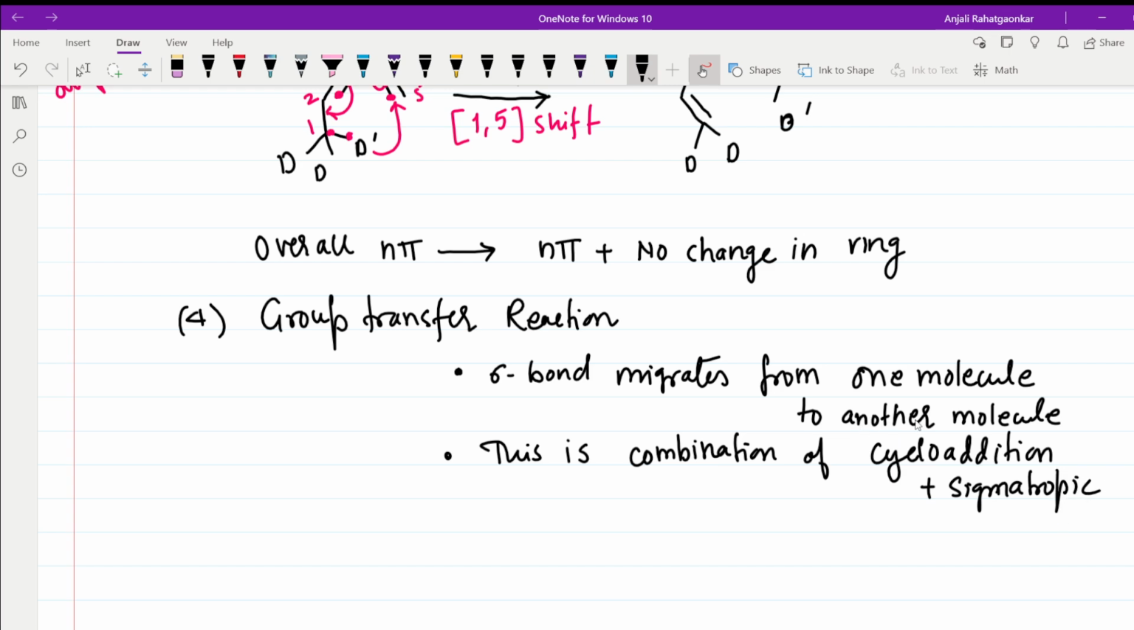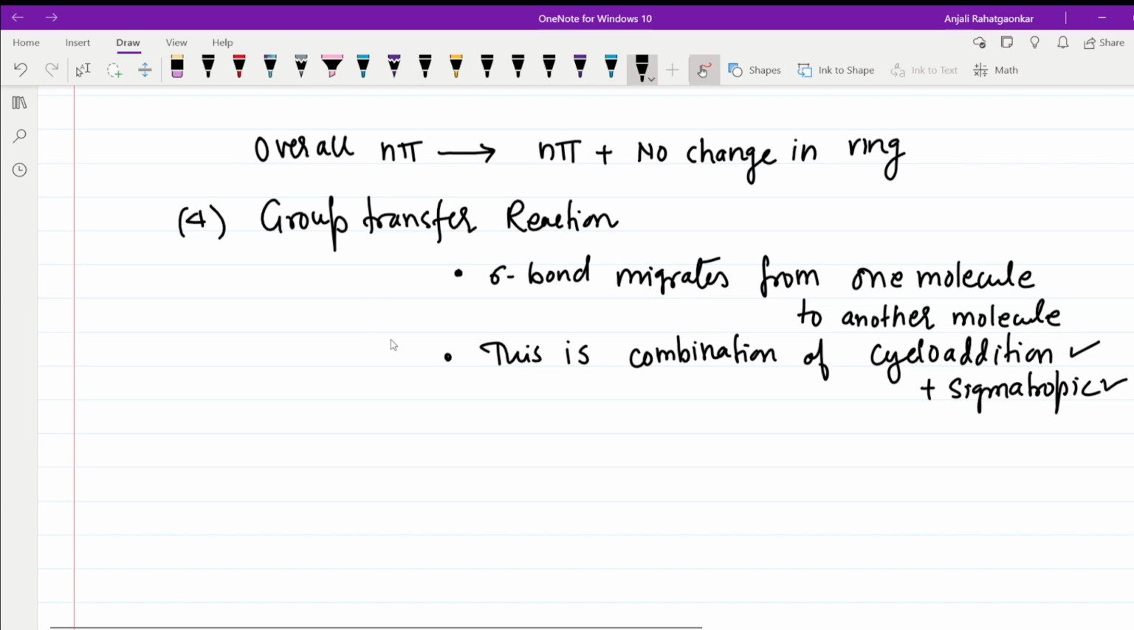Alright, because in the cycloaddition reaction we are using 2 components or 2 molecules. So that's why, and of course the dienes are used. So the cycloaddition reaction takes the condition fulfilled, and also the sigma bond migrates from one molecule. But here what happens? It moves from one molecule to another molecule, but there is a movement of sigma bond, so I can correlate this reaction with the sigmatropic also. Now let us see the example.